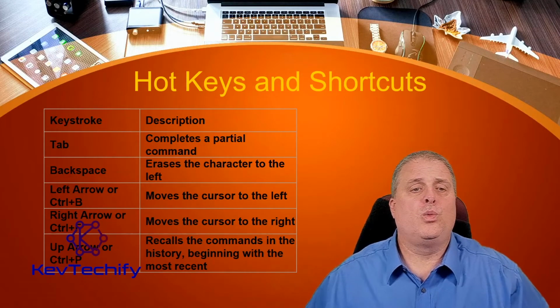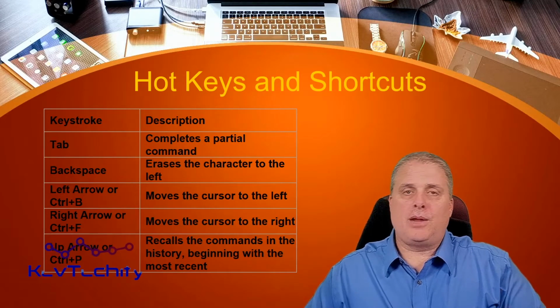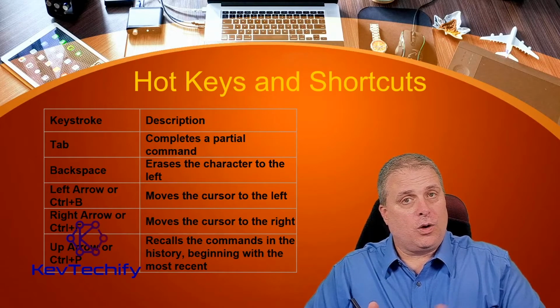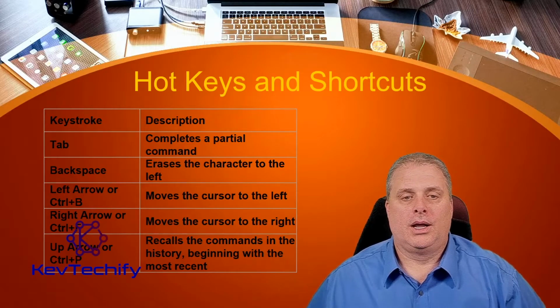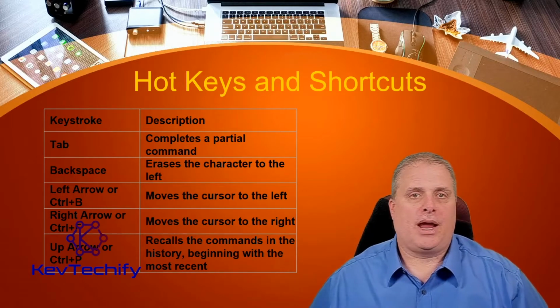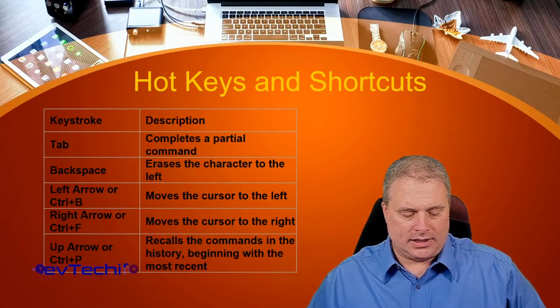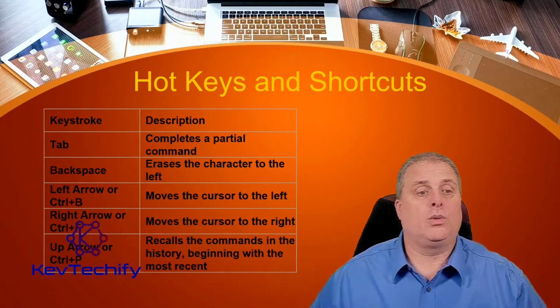A couple other things to be aware of. You can use tab completion. As you're typing out CONF, you can either leave it like that, or you can hit tab and the operating system will type out the word configure for you. Backspace erases one character backwards. So if you type in configure and accidentally hit two E's at the end of the word, you can hit backspace and it'll delete one.